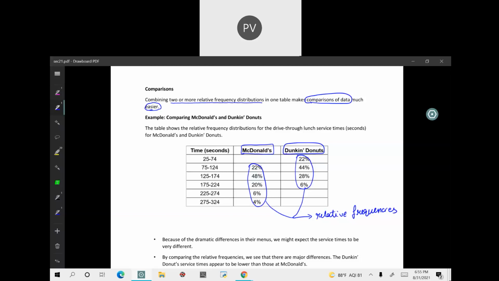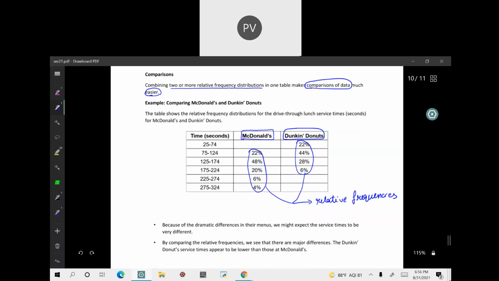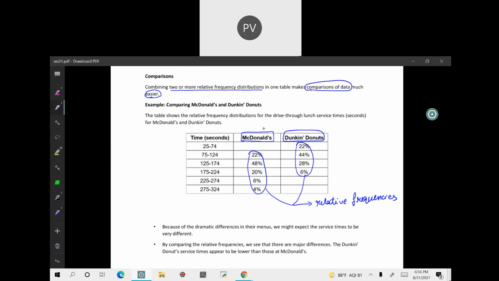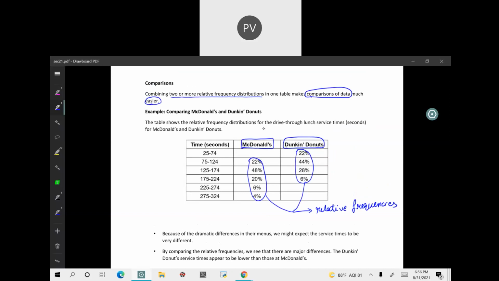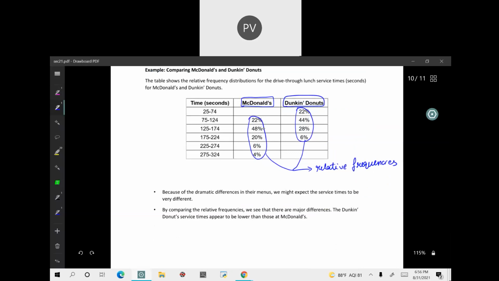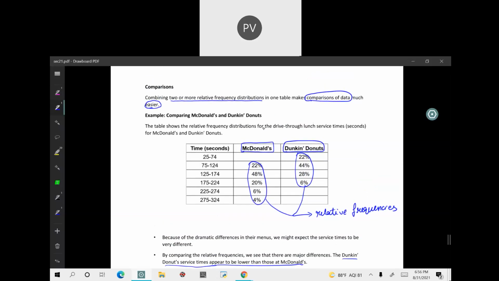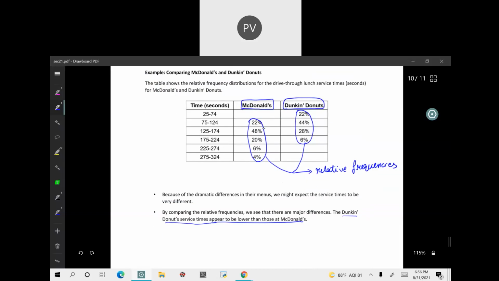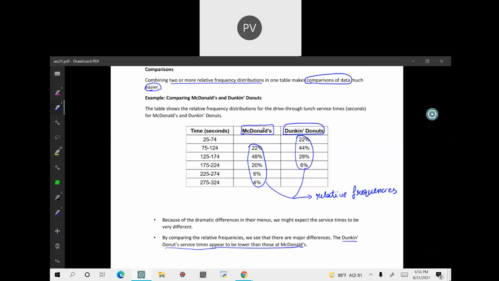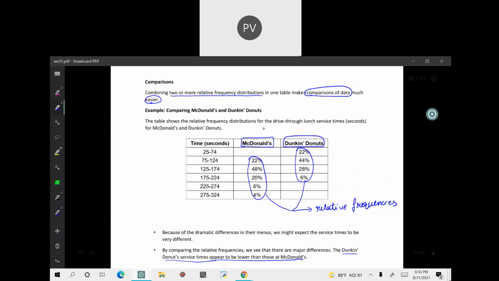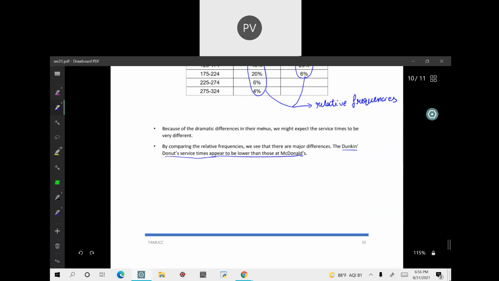Now we are comparing the relative frequency of McDonald's with the relative frequency of Dunkin' Donuts. This is called comparisons, so that it will be very easy for us to come to conclusions. For example, here we can say that the Dunkin' Donuts service times appear to be lower than those at McDonald's. It is very easy to come to a conclusion when we compare the data of two surveys. So that's your section 2.1.